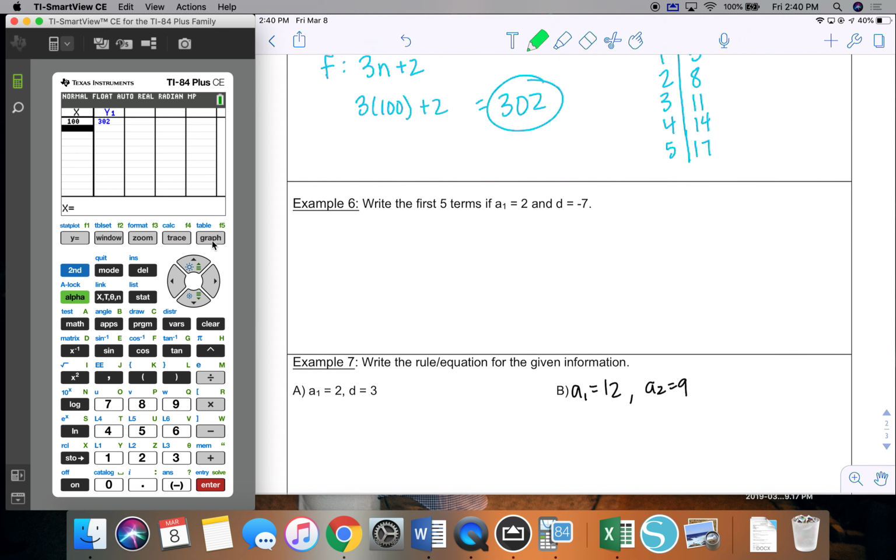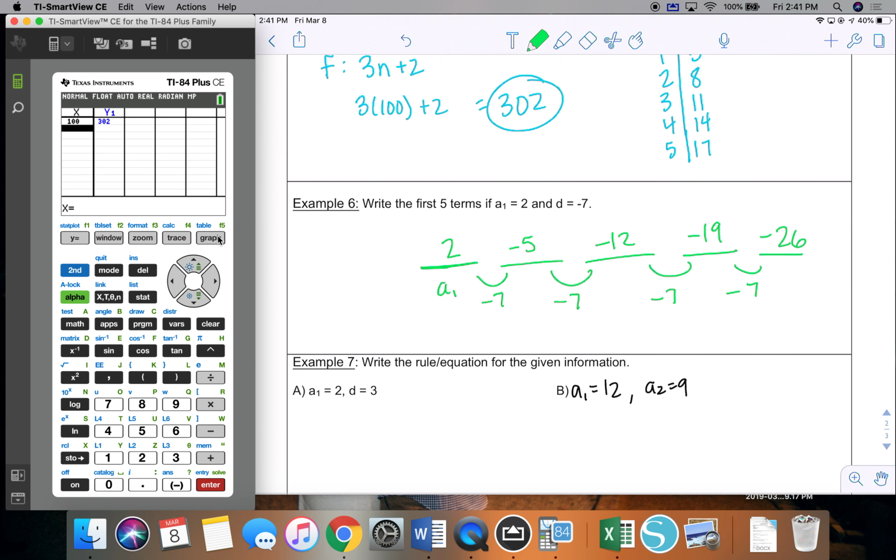Example 6, they want the first 5 terms if a sub 1 is 2 and my difference is negative 7. So 2 minus 7 is, let's see, negative 5. Minus 7 is negative 12. Minus 7 is negative 19. And minus 7 is negative 26. Okay? So we're just using that difference and that first term to keep it going.